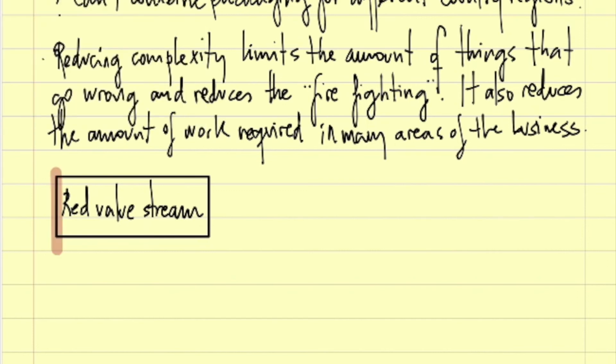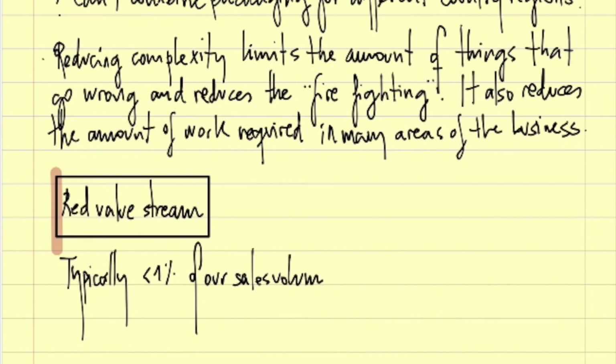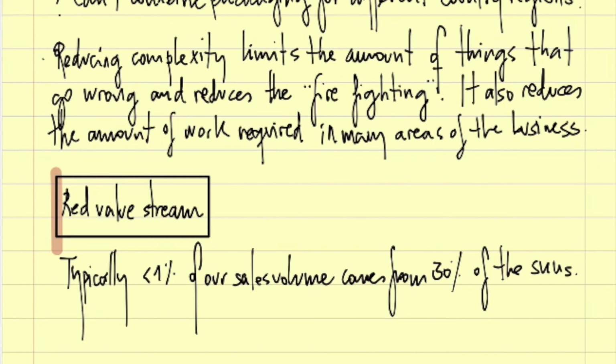And here, typically, as we have seen, less than 1% of our sales volume comes from 30% of the SKUs. If you are a key account and you are giving only red products, you will never in your life achieve your sales goals. Never. Impossible.